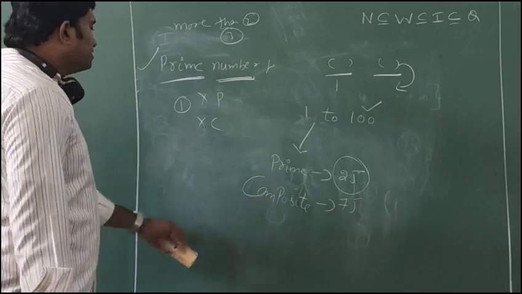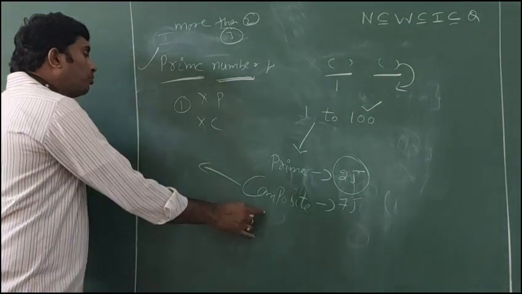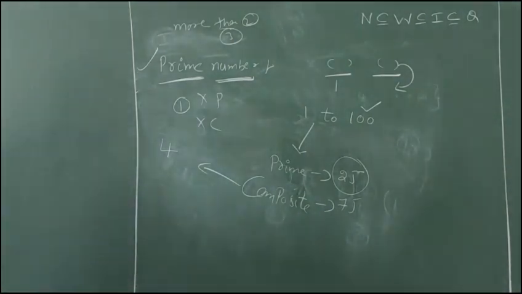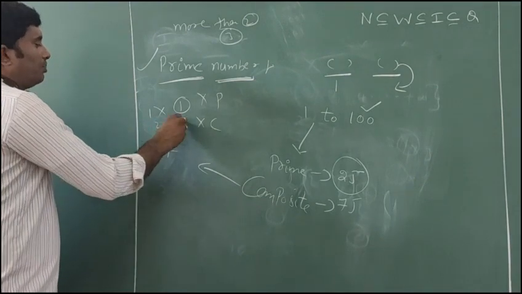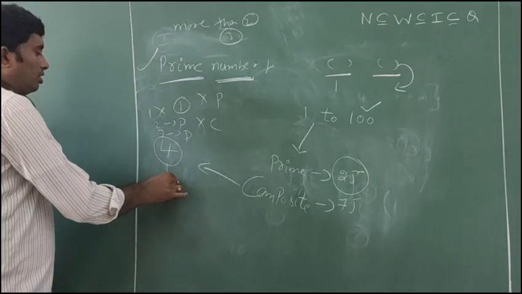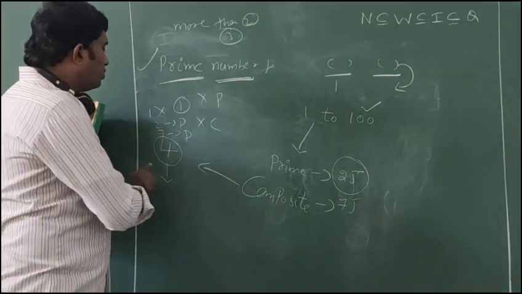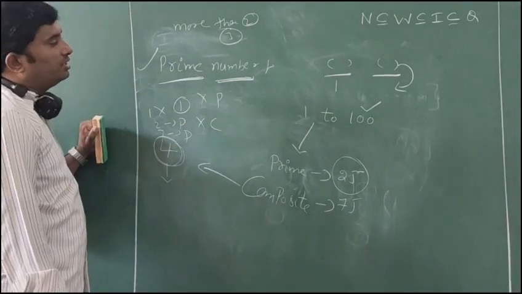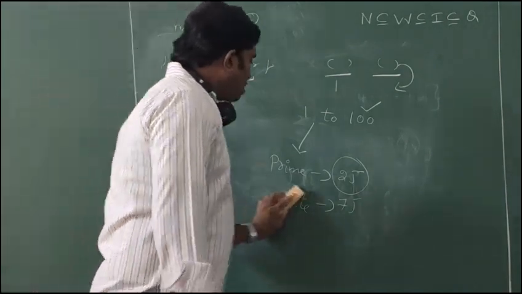Next, what is the smallest composite number? Because 1 is neither prime nor composite, 2 is prime, 3 is also prime. Next composite number is what? 4. This is the first one. The composite number set starts with 4. This number 4 has 3 factors, 1, 2 and 4. That is why it is a composite number, and it is the least one. This is about prime numbers and composite numbers.